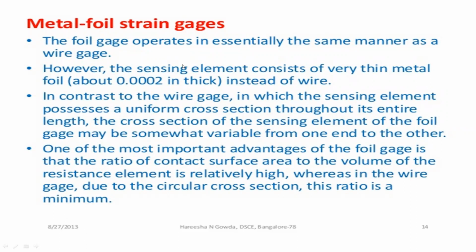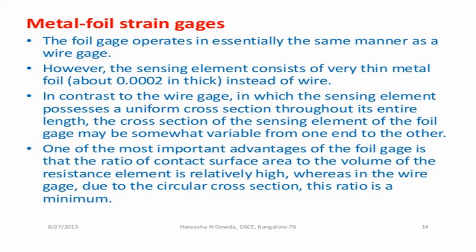The foil gauge operates in essentially the same manner as a wire gauge. However, the sensing element consists of very thin metal foil, about 0.0002 in thickness, instead of wire. So the metal foil also has a small thickness. It contrasts with the wire gauge, in which the sensing element possesses a uniform cross section throughout its entire length. The cross section of the sensing element of the foil gauge may be somewhat variable from one end to the other end of the strain gauge.